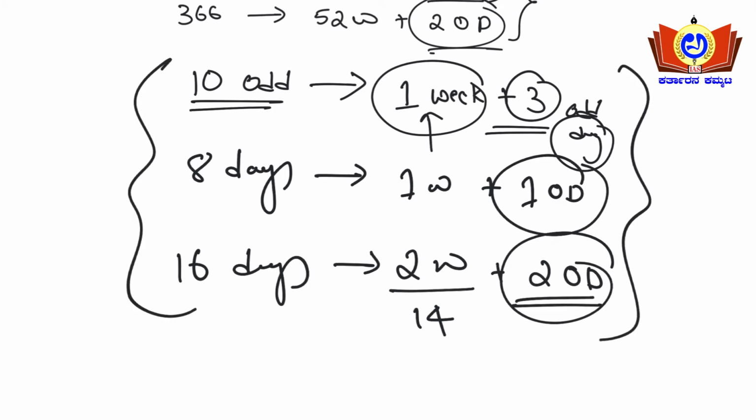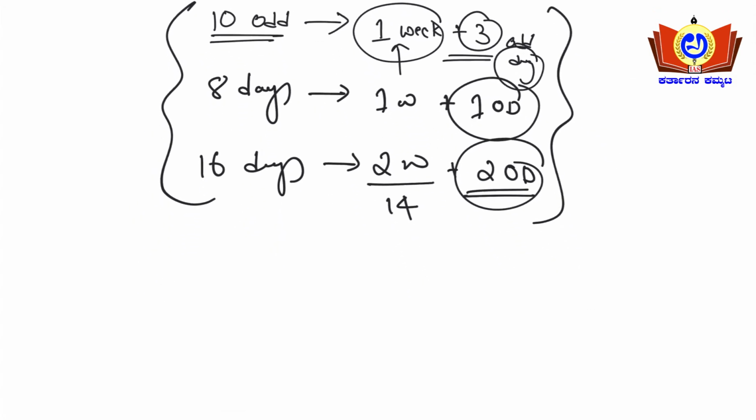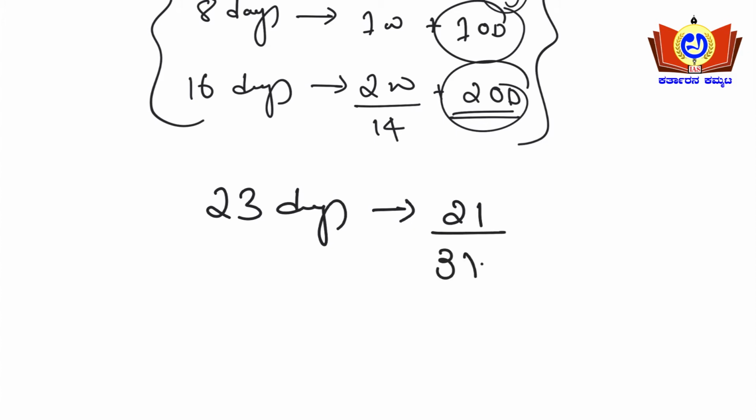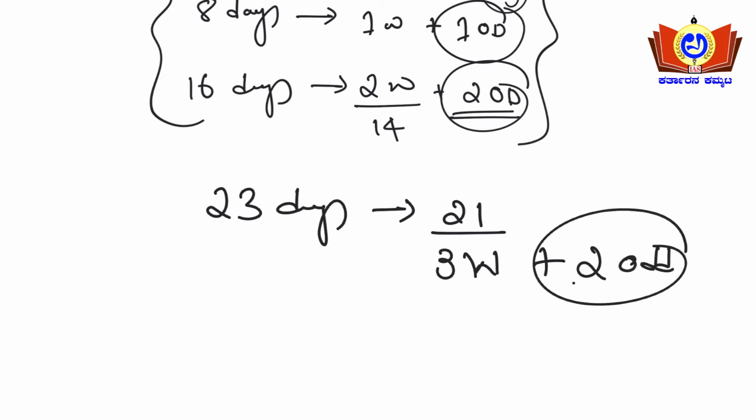Say for example it's given that there are 23 days in the answer. So 23 days: 7 3s are 21, so 21 days is nothing but 3 weeks plus 21, 22, 23, so 2 odd days. Yes or no? 2 odd days will be there here.